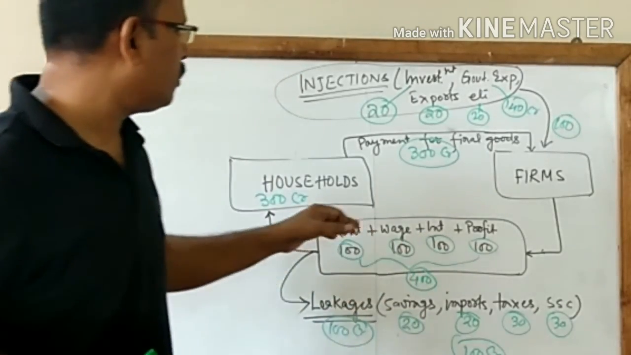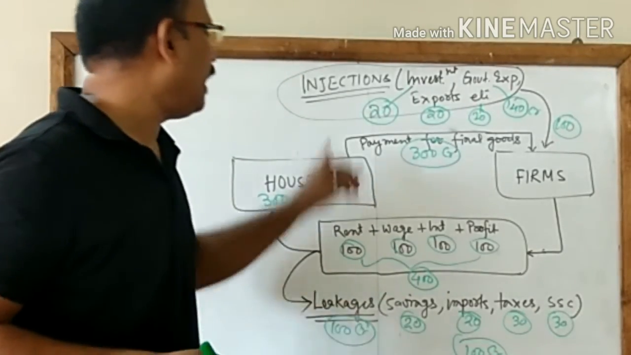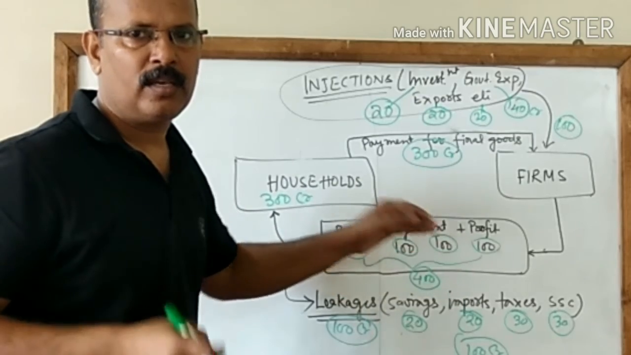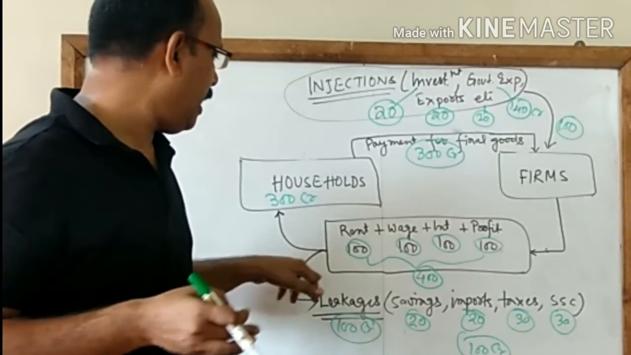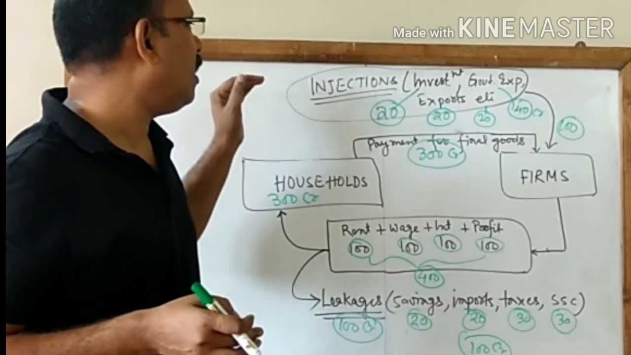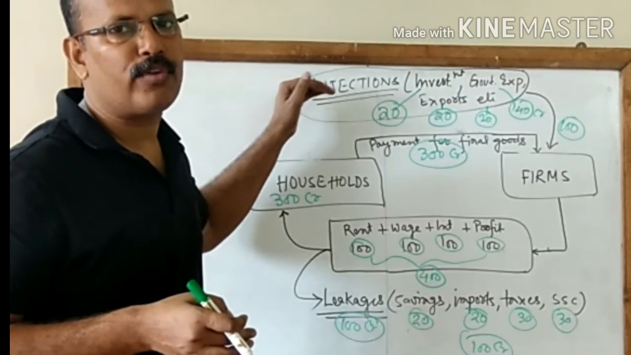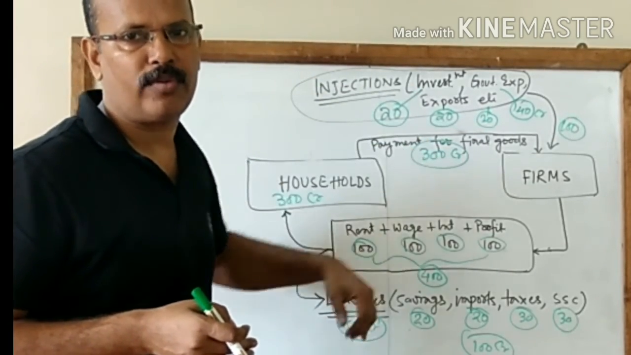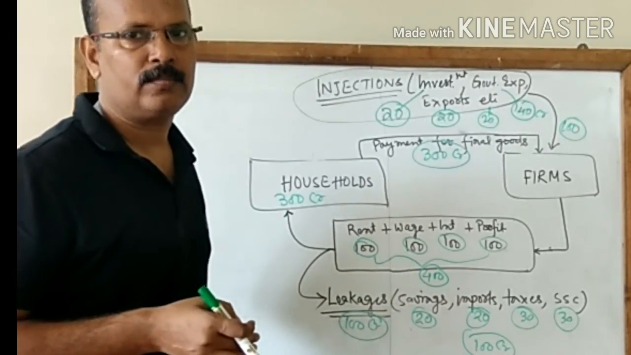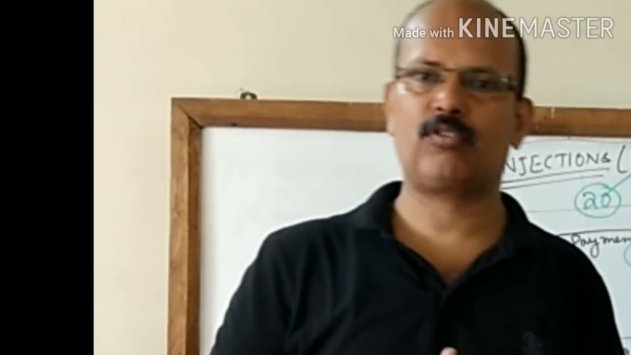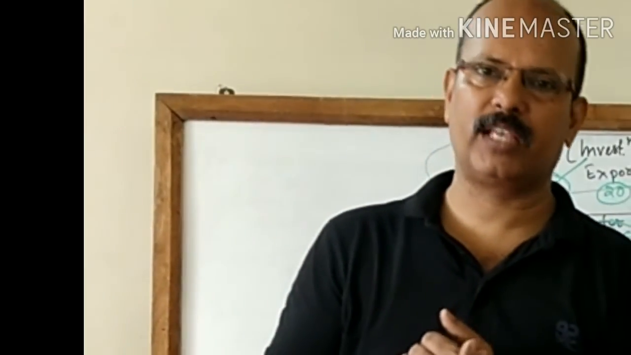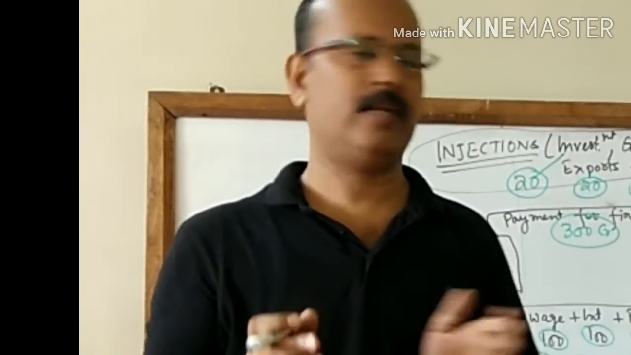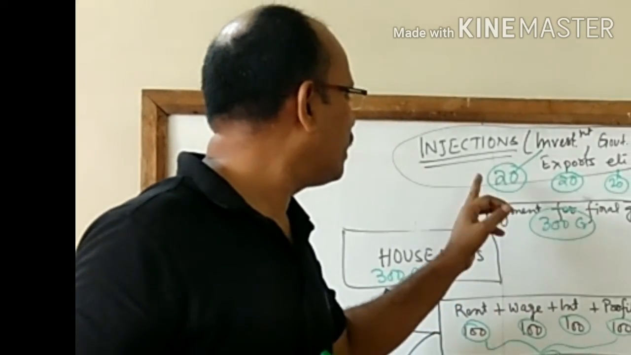So here we have both leakages and injections. Leakages mean the money which is going out of circular flow of income, and injections mean inclusion of new money in the circular flow of income by outside forces. So that's all about circular flow of income, the different phases of circular flow of income, the significance of circular flow of income, and ultimately leakages and injections.